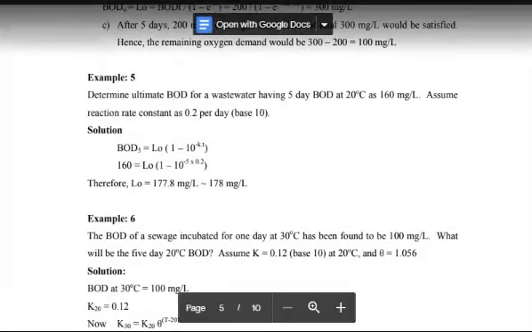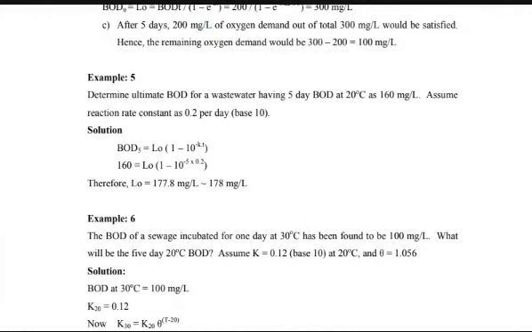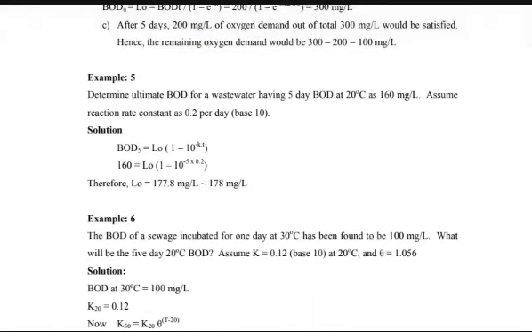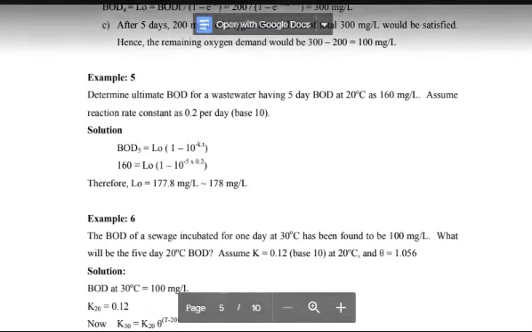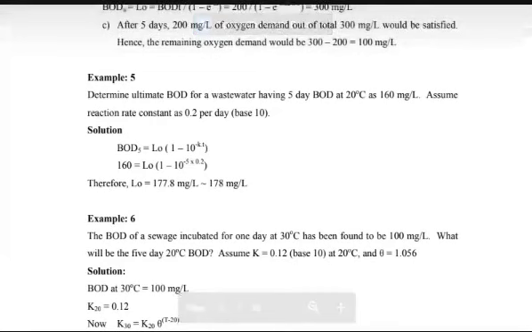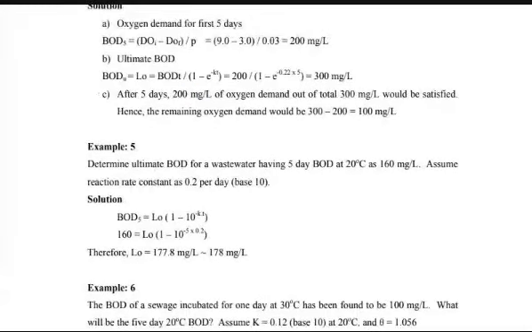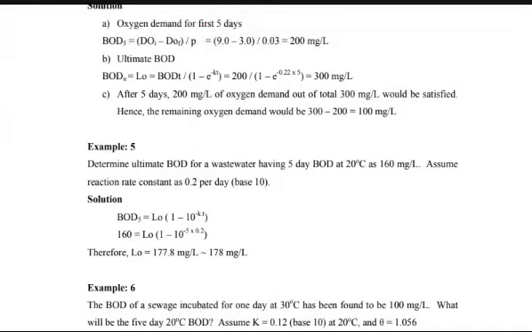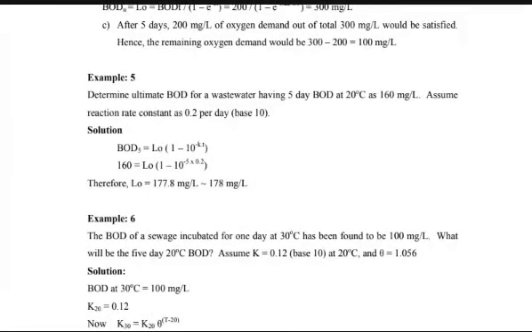Here it is mentioned to determine the ultimate BOD for the wastewater having a 5-day BOD at 20 degrees Celsius as 160 milligram per liter, assuming the reaction rate constant is 0.2 per day and base 10. Remember this part. In the previous case, it is base e, which we take by default because nothing was mentioned. But here they mention base 10, so the formula changes.